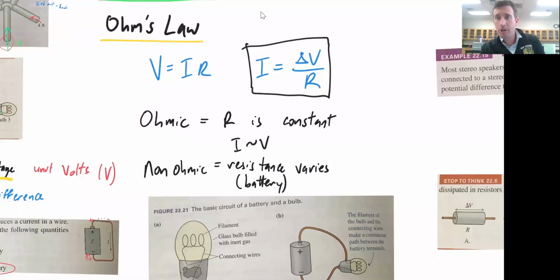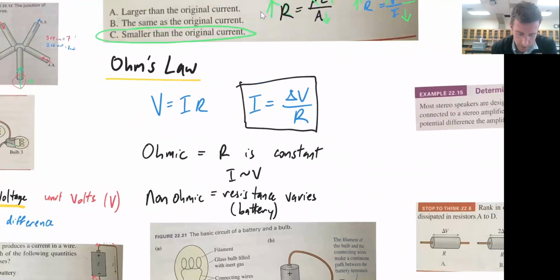Welcome back for part 2 of resistance and current. So now we're going to talk about Ohm's law. Ohm's law is the relationship between voltage, current, and resistance. Effectively, voltage is equal to current times resistance. Or phrased differently, current is directly proportional to voltage if resistance remains constant.